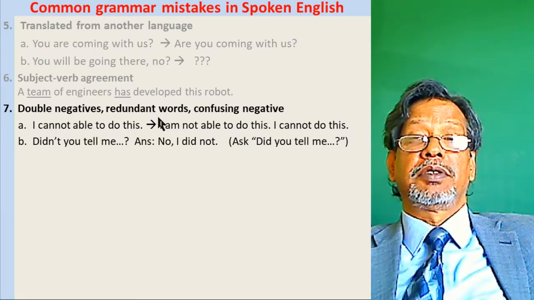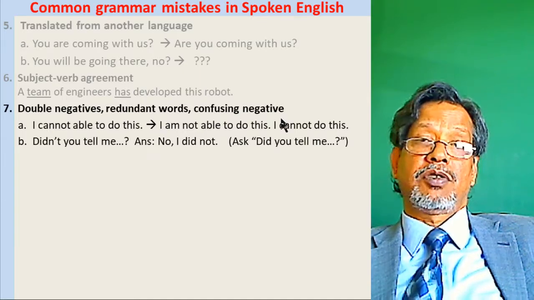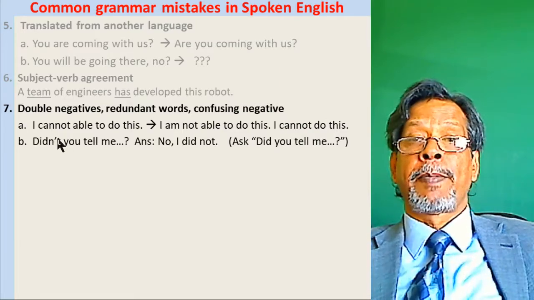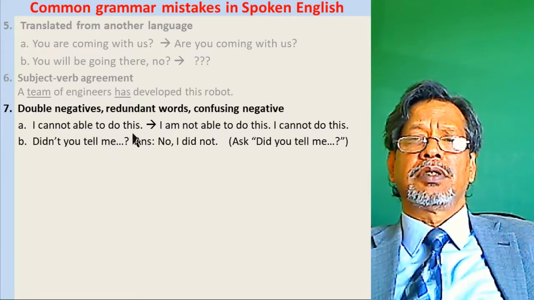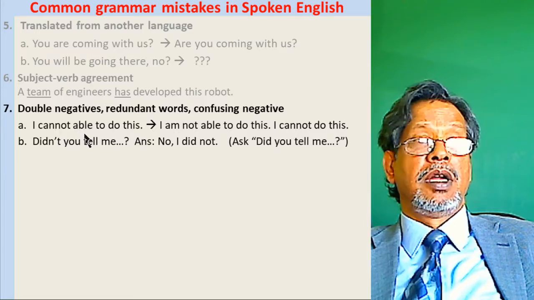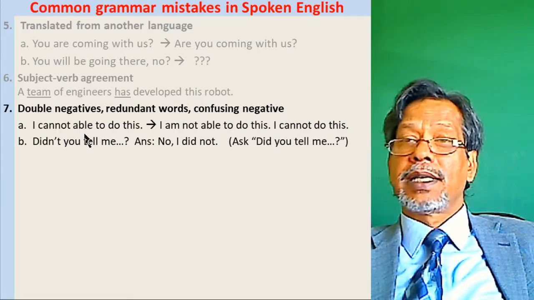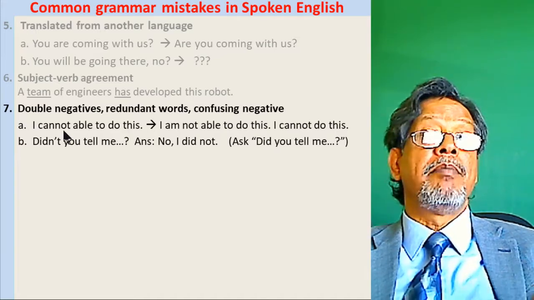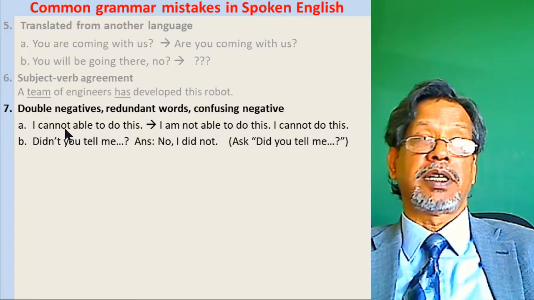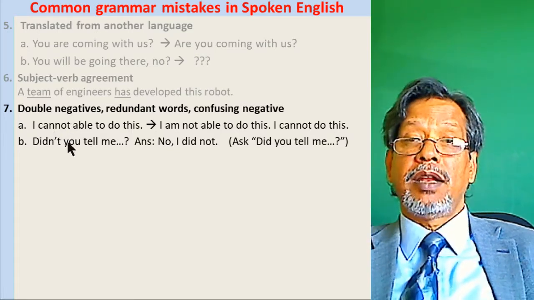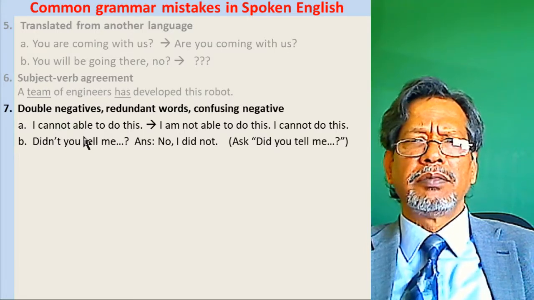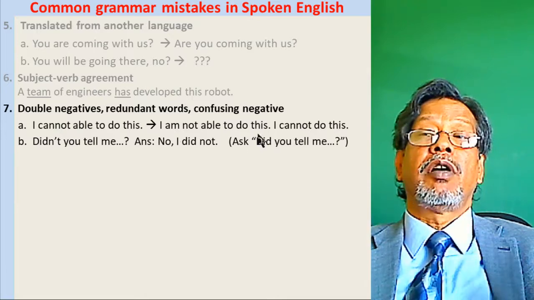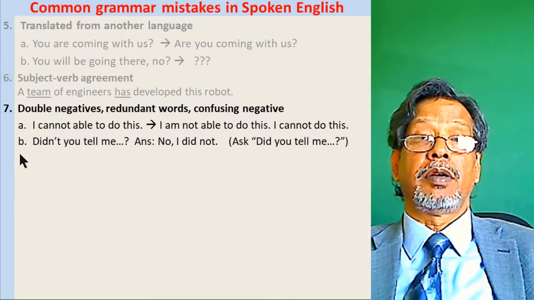Okay, double negatives is a problem. Redundant words, we just throw in some words. Confusing negatives. Try to be short, simple sentence without any confusion. Okay, I cannot able to do this. Something very similar I hear a lot. I cannot able to. I cannot do this. It's fine. I cannot. Cannot is one word. Or I'm not able to do this. It's a fancy way of saying it. But adding this cannot and able to just sounds wrong. Okay? Just say, I'm not able to do this, or I cannot do this. One of the two. All right.